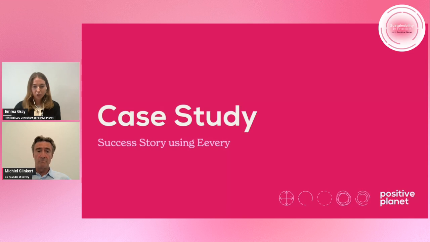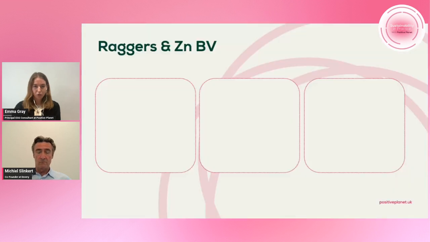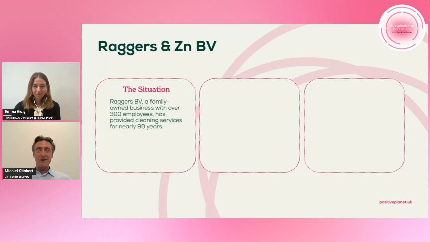Case study. So again, just going to go back to you, Michiel, just to run over Raggers and Zoon BV. Yeah, thank you. Raggers and Zoon, in proper Dutch, it's a family business. They've been around for about 90 years, and they're in the cleaning services. So there's nothing super sophisticated about this. Schiphol Airport is one of their clients, and they have quite a good, very loyal team.